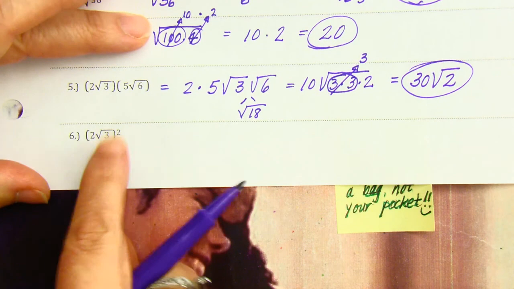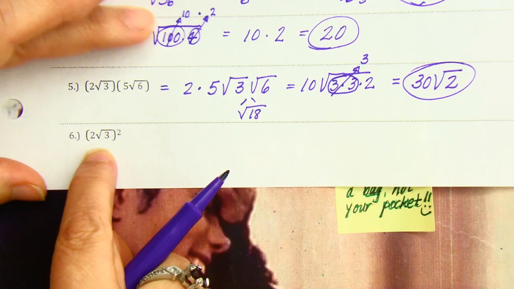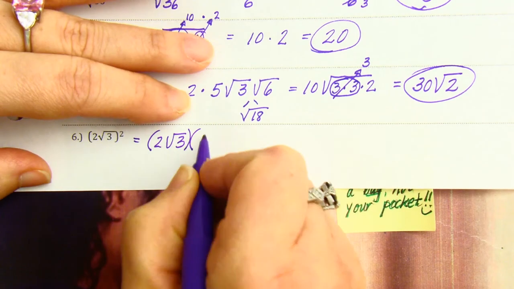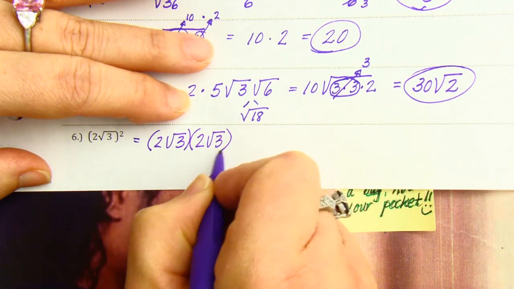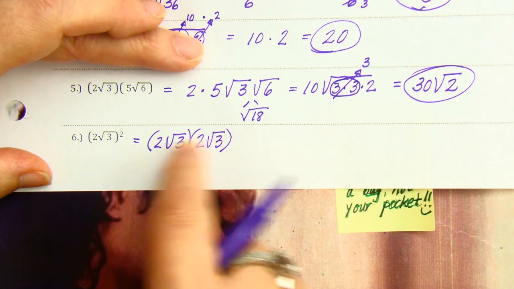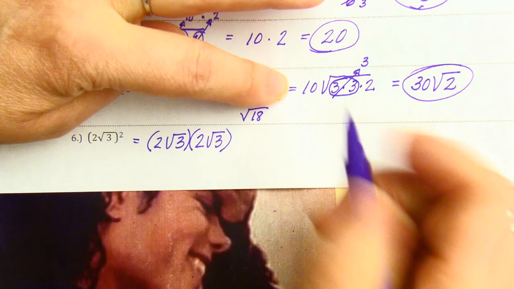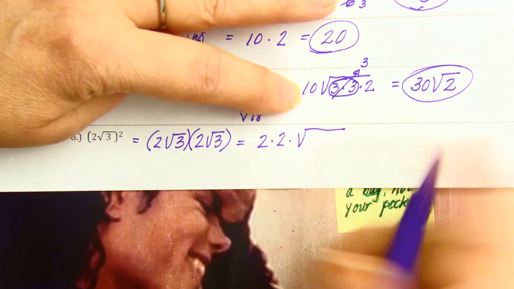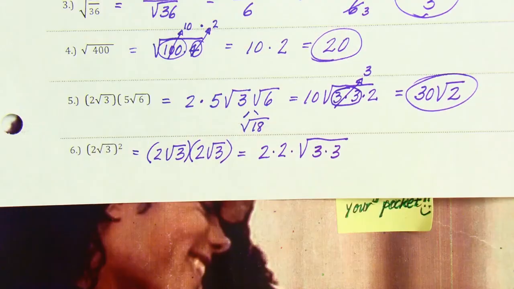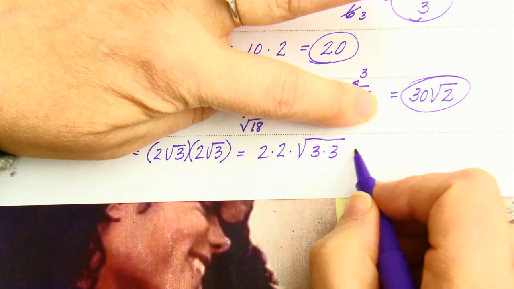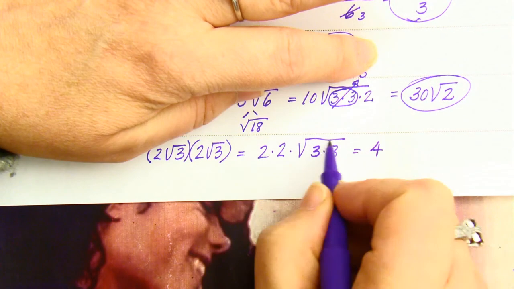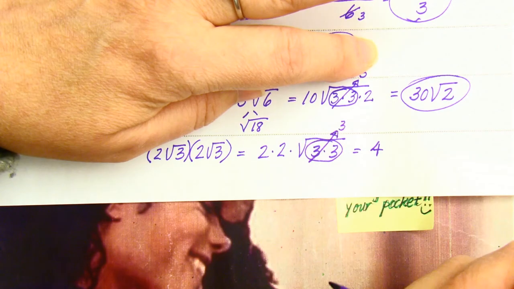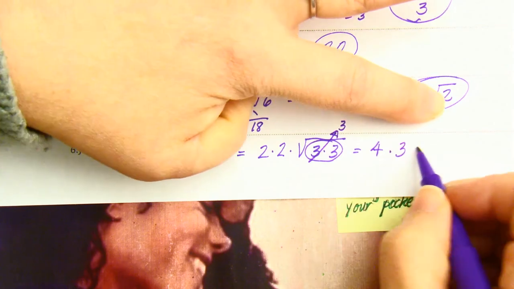This one here, 2 root 3 raised to the second power. Well, this really means 2 root 3 times itself, 2 root 3, right? The exponent tells us how many times they're being multiplied together. This is 2 times. So I could rearrange, this is 2 times 2 times, since they're both inside a radical, I'm going to write it as they're both inside the radical. 2 times 2 is 4. Root 3, 3 times 3 would be 9, or a pair of 3's comes out as a 3, right? So this is 4 times 3 for a final answer of 12.